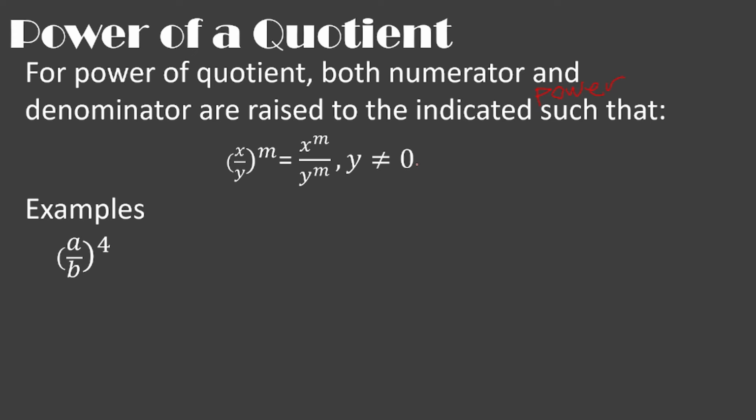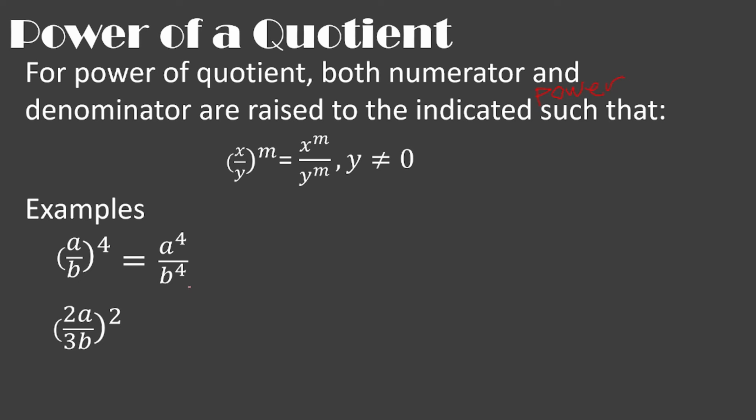So let's have examples. Let's have here quantity a over b raised to 4. So all we have to do is to raise the numerator by 4 and raise the denominator by 4. So our numerator is a, so that will give us a raised to 4, and in here we have b raised to 4. As simple as that.